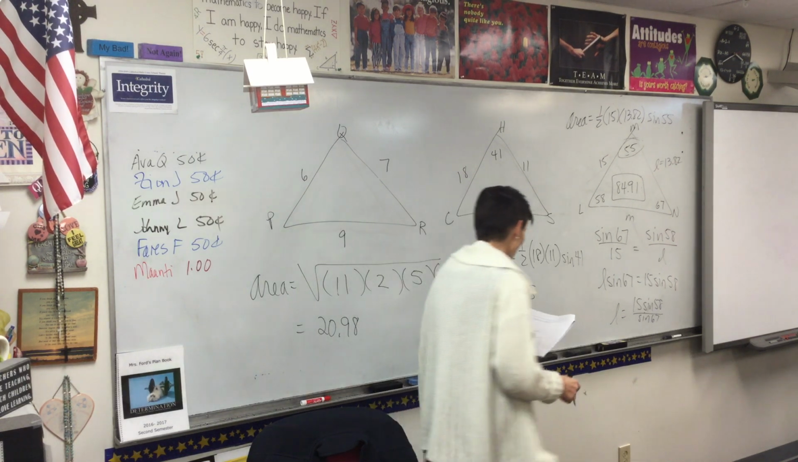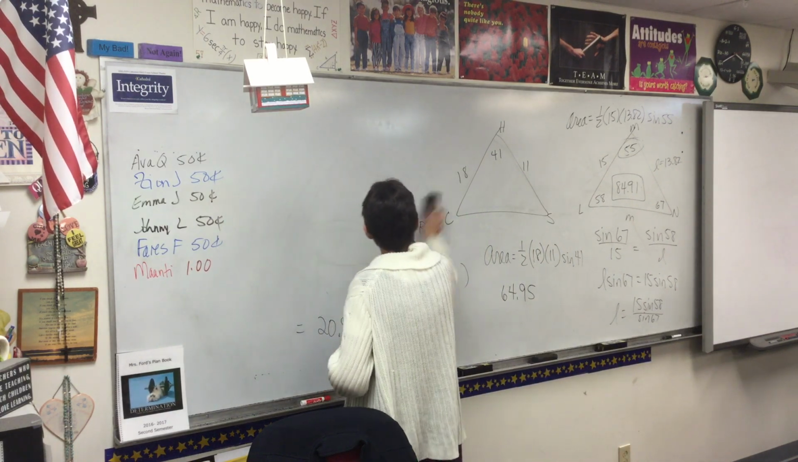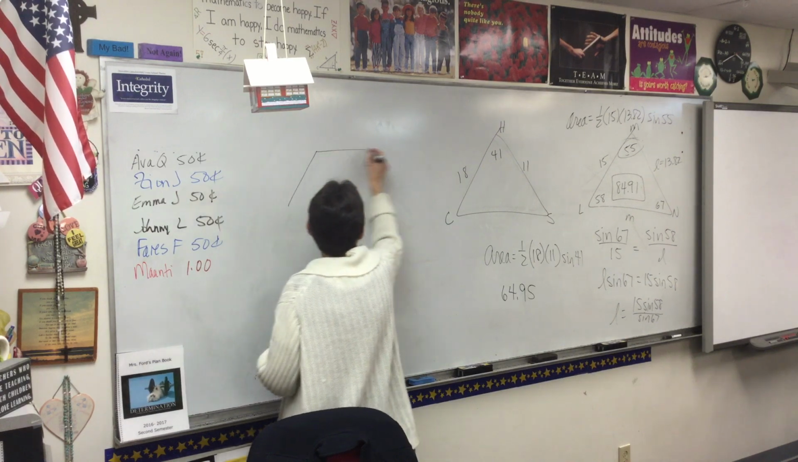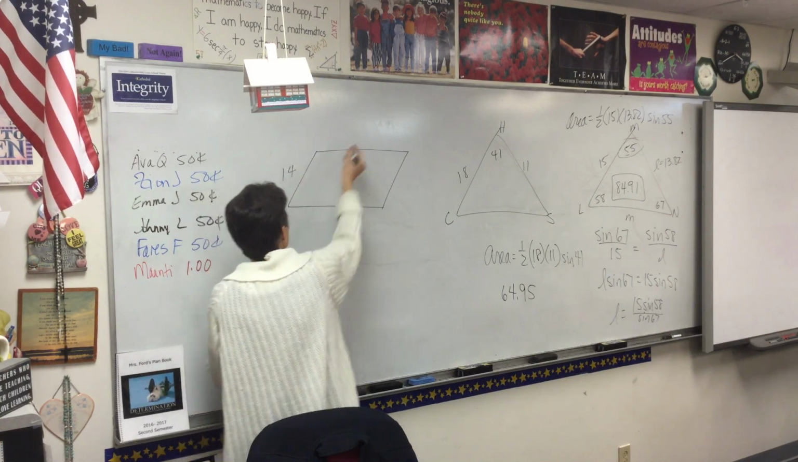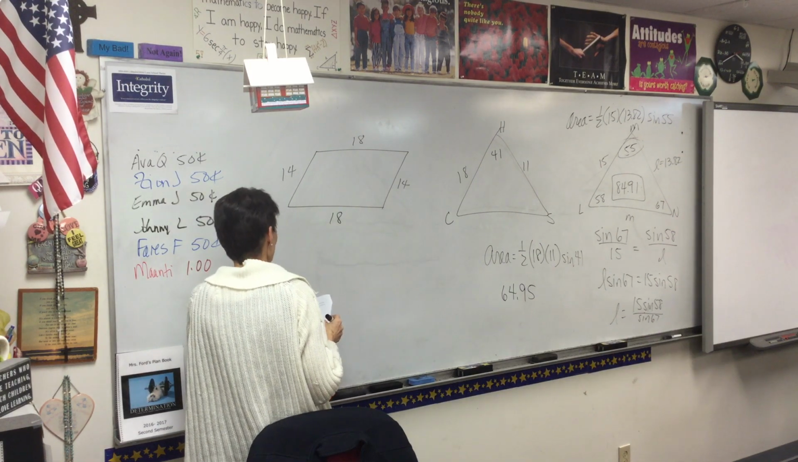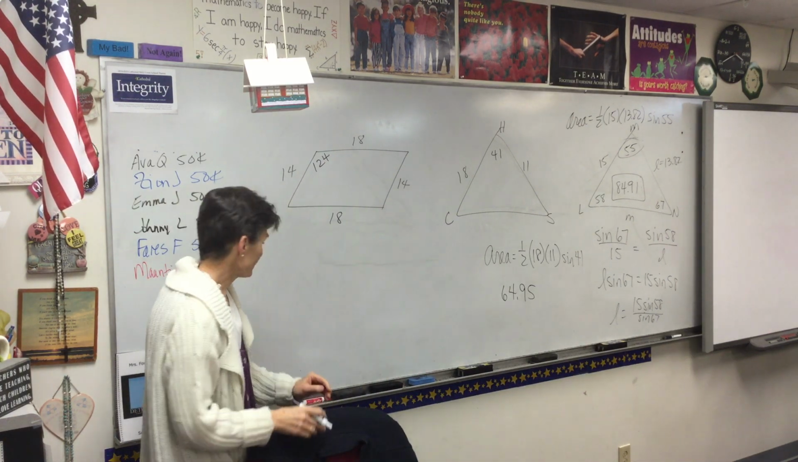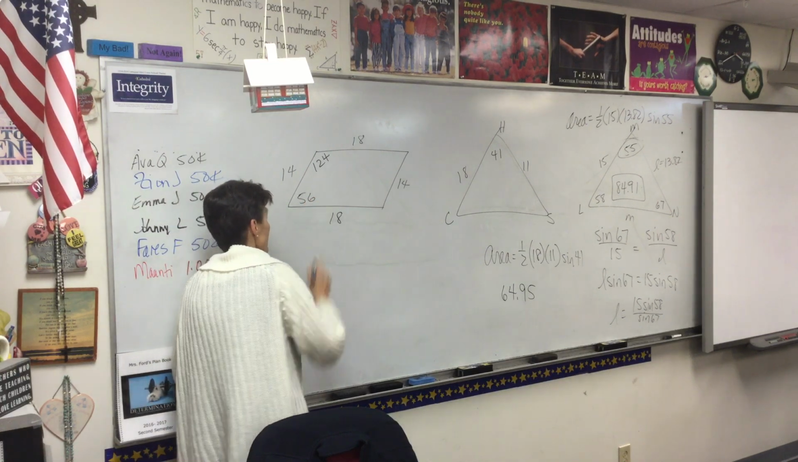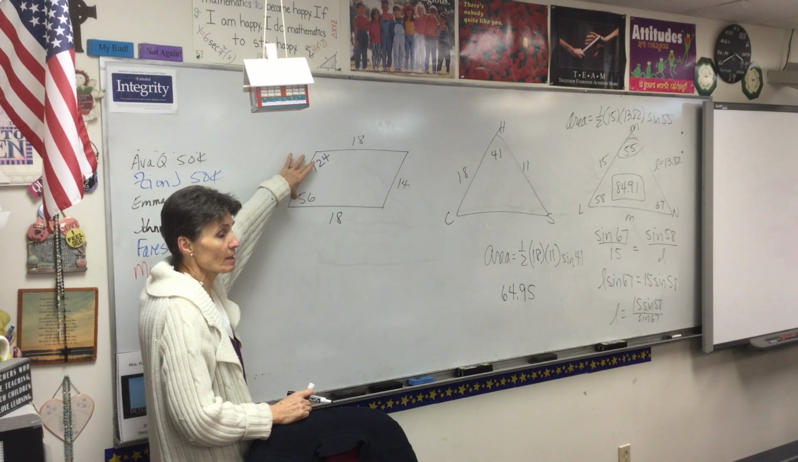All right, so here we go. Draw a picture. You get points for the picture. You get points taken off if you don't draw a picture. So please draw a picture. We have a parallelogram, and the sides are 14 and 18. And the larger angle is 124, which automatically makes the other angle what? 56. Because we know in a parallelogram, adjacent angles are supplementary.